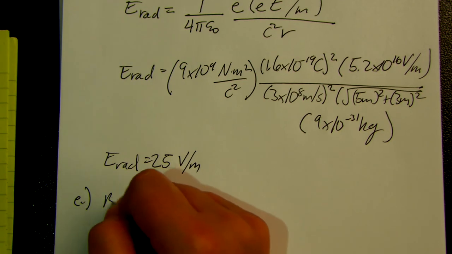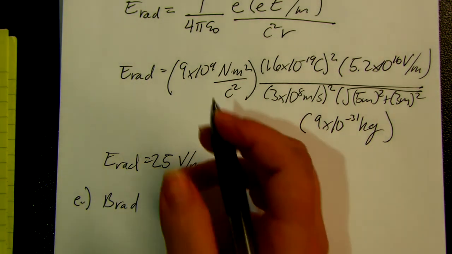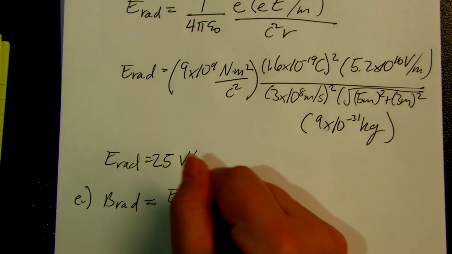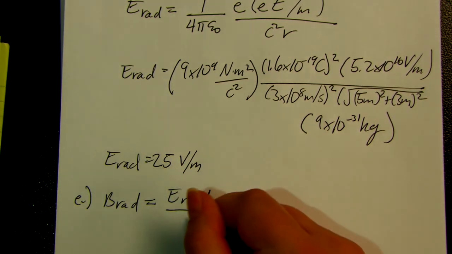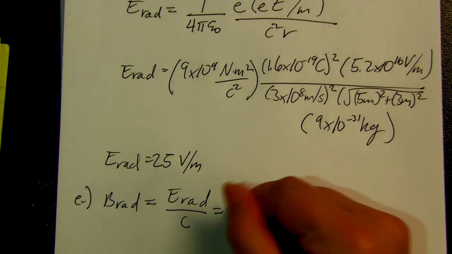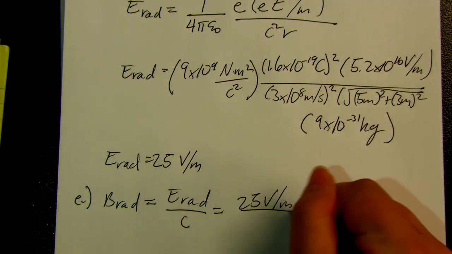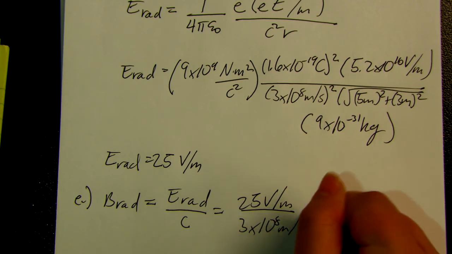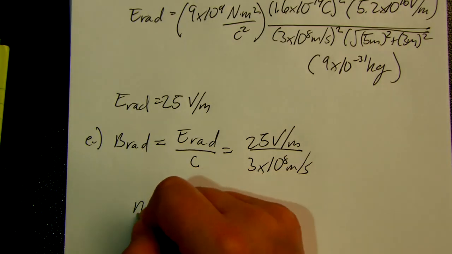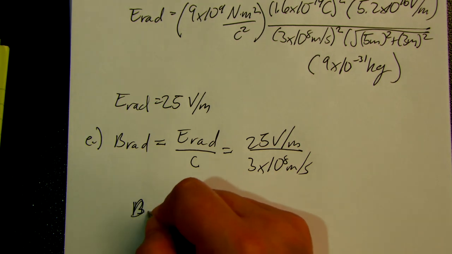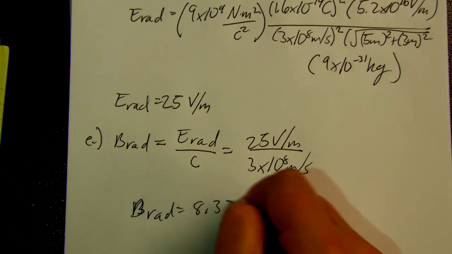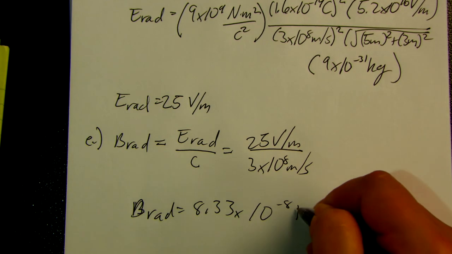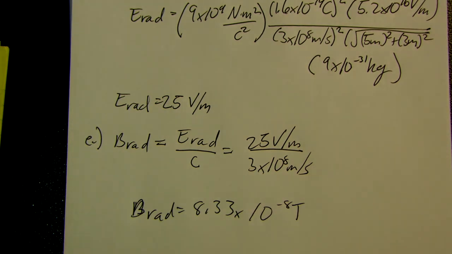And for B radiative, B rad. Oh man, that's a good rapper name. B rad is equal to E rad over C. It's equal to 25 volts per meter over 3 times 10 to the 8 meters per second. B rad is 8.33 times 10 to the minus 8 Teslas. Yeah, that's right. I wrote that. Be jealous.